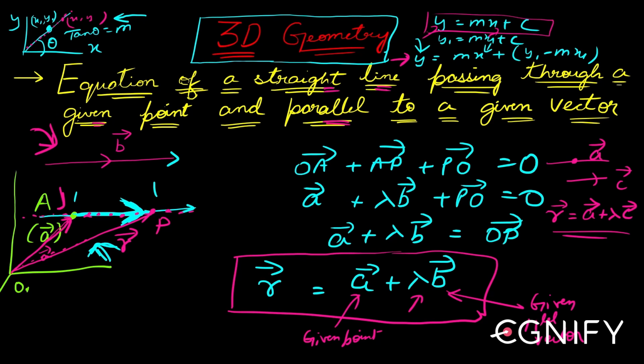Let's now look at the same line in the symmetric form. This is your vector form. Now we'll try to get the equation in the Cartesian form.